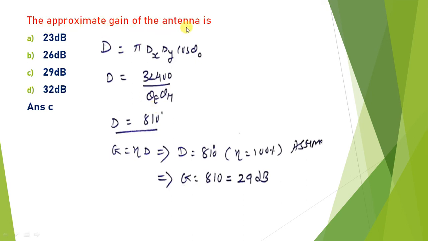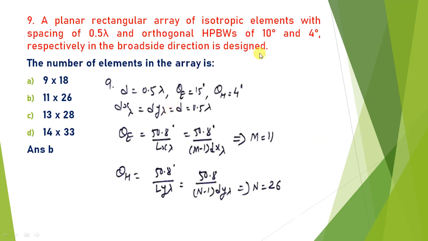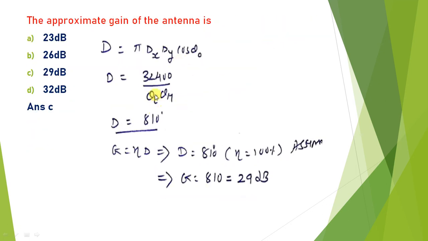Again, approximate gain of this antenna. All the data are previously given. So overall directivity is equal to pi dx dy cos theta 0, and that is equal to 32400 divided by theta E theta H. This is again one equation for calculating directivity from both the E and H angle. Now put the values of theta E and theta H in this equation as previously given, 10 and 4. So 10 and 4, if you calculate, D is equal to 32400 divided by 40, that will give you 810.